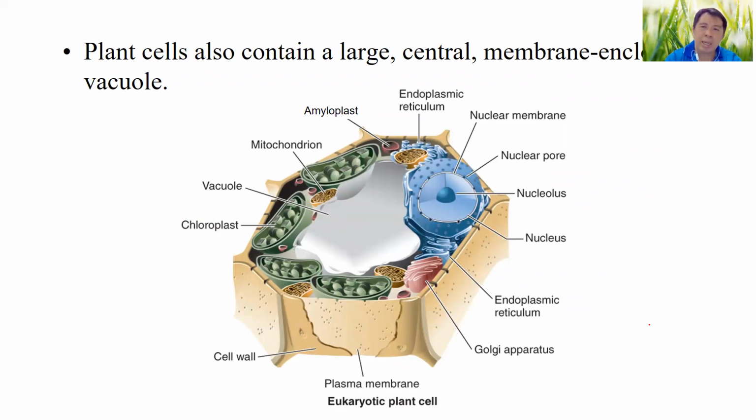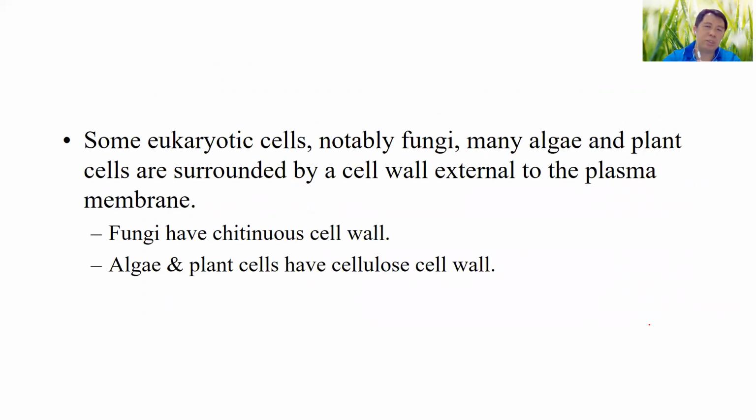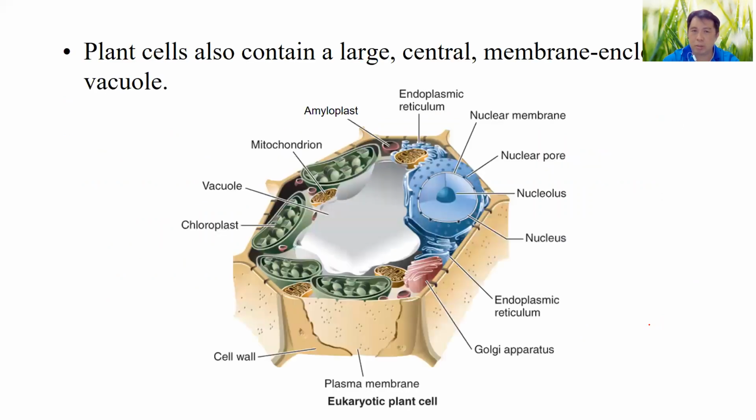Plant cells also contain a large central membrane-bound vacuole. The function of the vacuole is to store a lot of salt, water, other pigments, and also toxic and waste products. Since they have a lot of solute accumulating in the vacuole, the vacuole will absorb water. When they absorb water, they expand, and this provides turgidity to the plant cell.